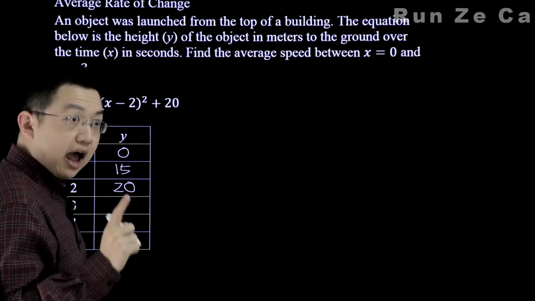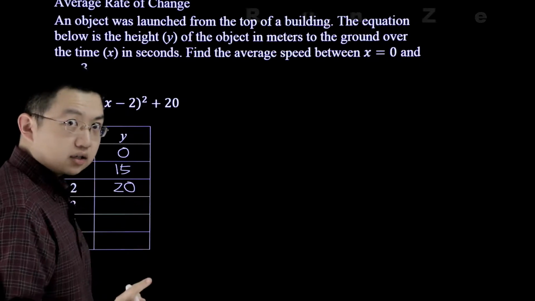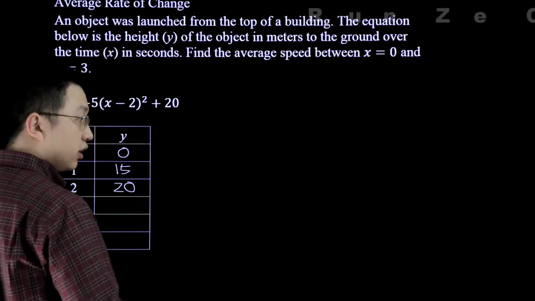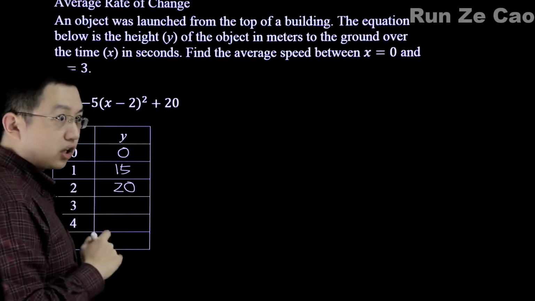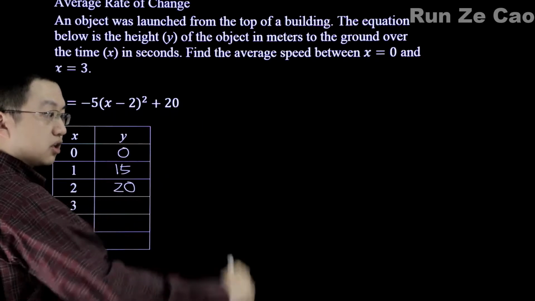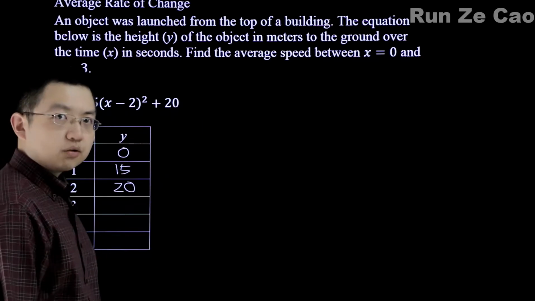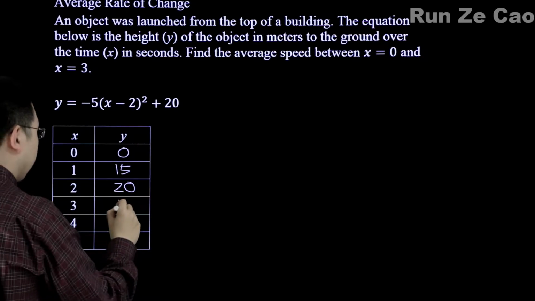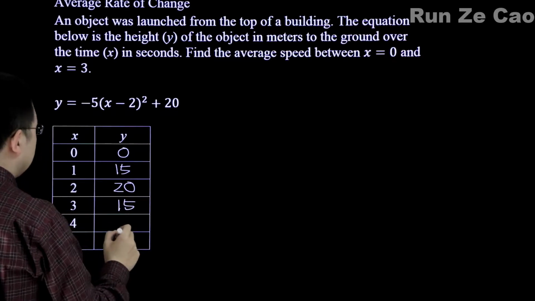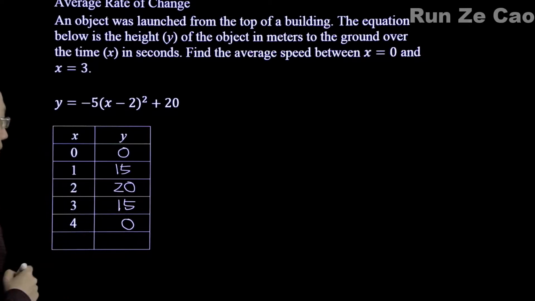Why? Because the actual change in height, the actual vertical speed, considers the distance, not your start position versus your end position. It's not quite as simple as displacement is. So at 3, we're going to have 15 again, and at 4, we're going to have 0 again.